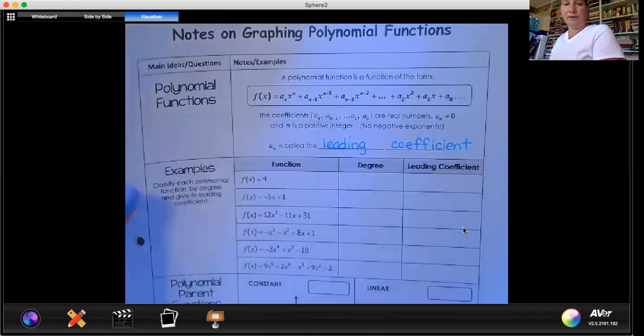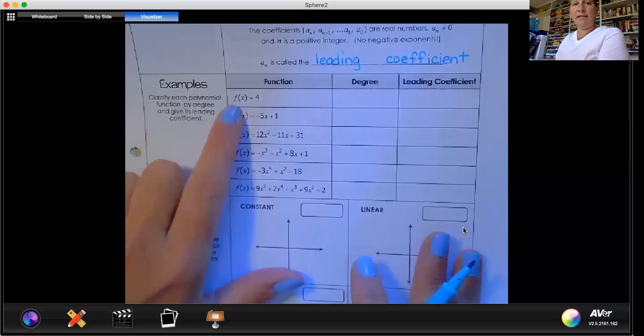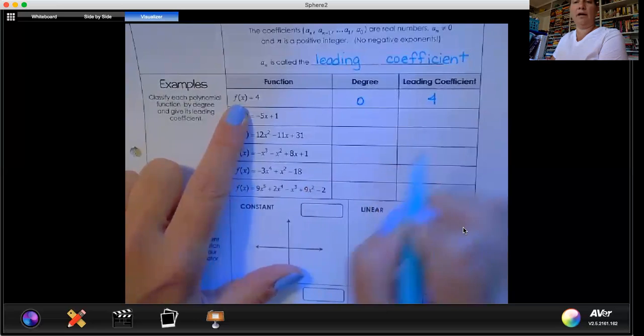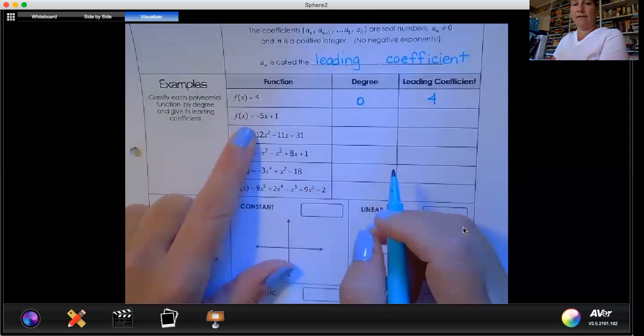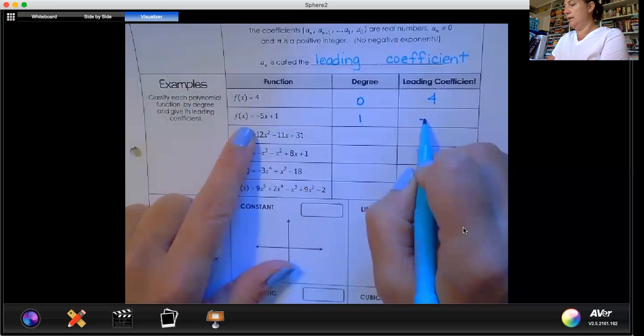So what we're going to do here is look at some degrees and some leading coefficients real quick. F of x equals 4 is our constant with a degree of 0 and a leading coefficient of itself. -5x plus 1 is a linear function, degree of 1, leading coefficient of -5.